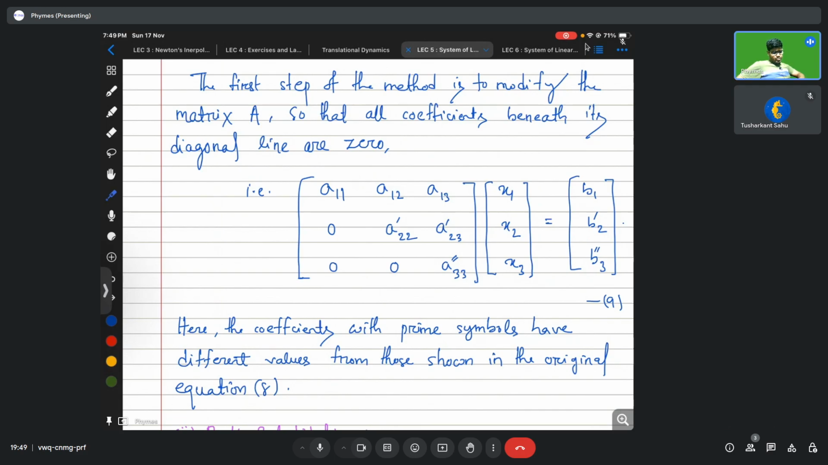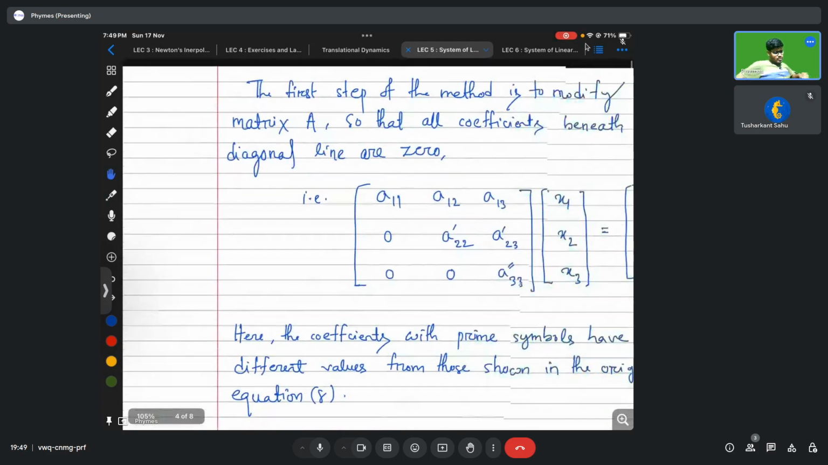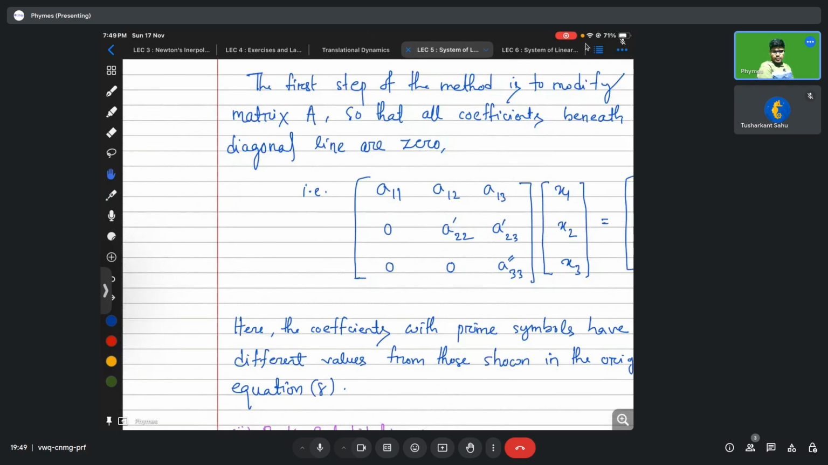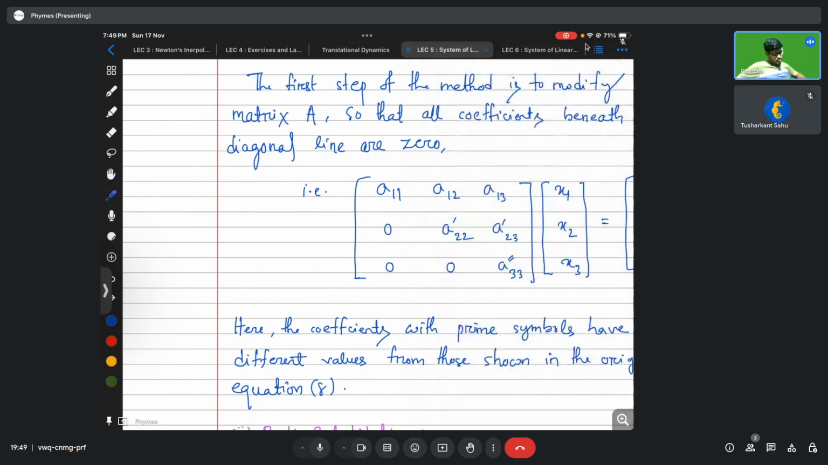So in the first step, the forward elimination, we are going to try to make the elements of the coefficient matrix below the diagonal line 0, right? So this is the diagonal line, and we have to make all the elements below the diagonal line of the coefficient matrix 0.